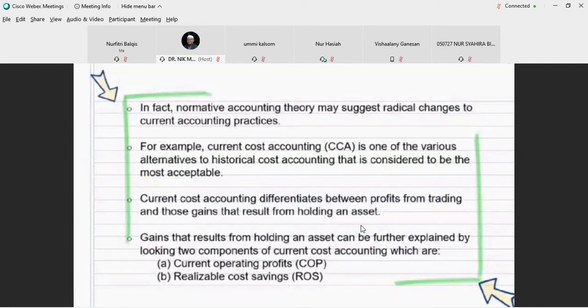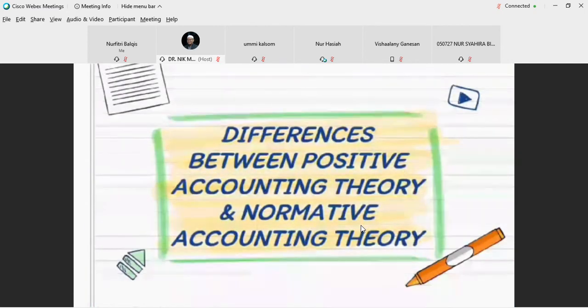Current cost accounting differentiates between profit from trading and those gains that result from holding an asset. Gains that result from holding an asset can be further explained by looking at two components of current cost accounting, which are current operating profit and realizable cost savings. Current cost accounting will be discussed further in chapter 10. Next, differences between positive accounting theory and normative accounting theory.